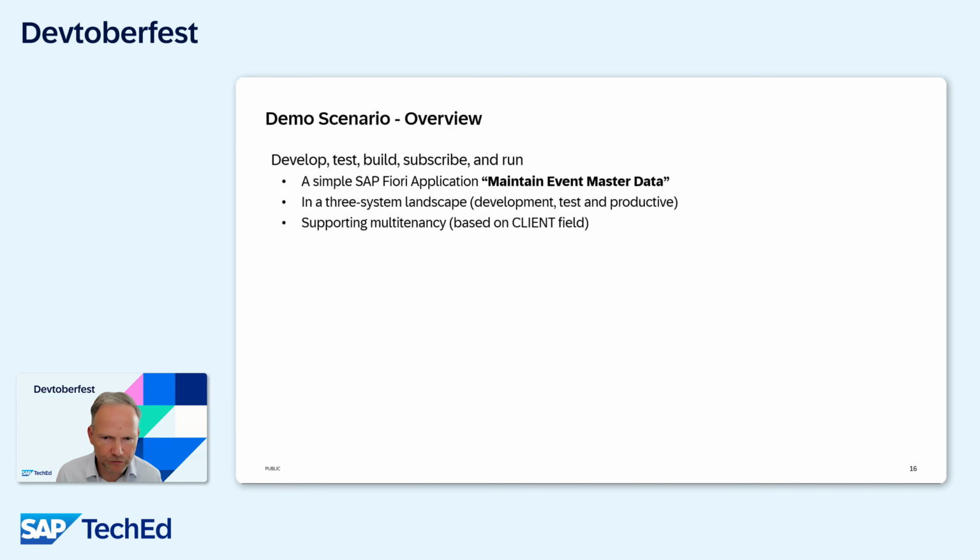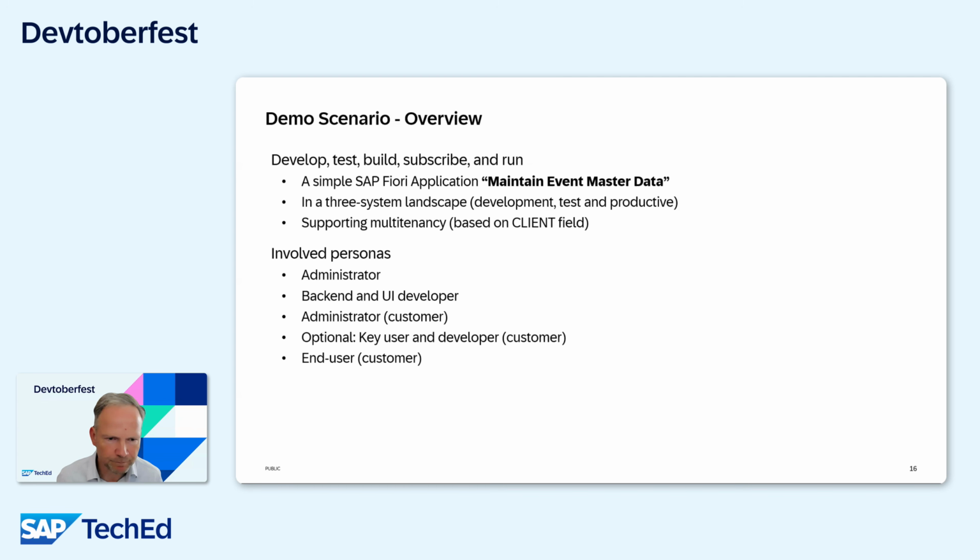So we want to show this in a 3-system landscape and even more systems according to the different deployment options. And from the very first beginning, we want to consider multi-tenancy enabling. So the involved personas in these scenarios are the administrator of the partner, the backend and UI developer on partner side, and on customer side, we have, of course, an administrator. We have optionally a key user and a developer in order to do extensions. And of course, this is the most important persona: we have the end user on customer side.